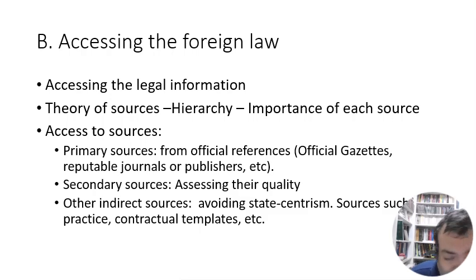Here, and before I continue, the comparatist must sometimes choose a position. Am I looking for similarities? And am I starting from a presumption of similarities or from a presumption of differences? So we have to choose.